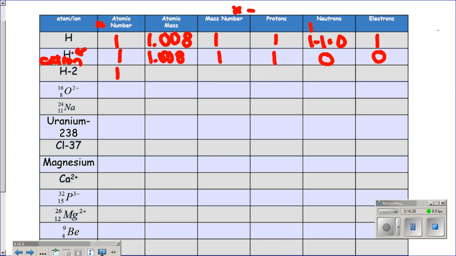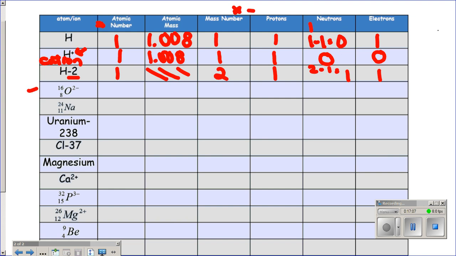This third hydrogen is an isotope of hydrogen. The atomic mass is different. So instead of having a mass of 1, because the mass is given right here, we're not going to use our periodic table mass. We just know that the mass number is 2. The number of protons is 1. Neutrons, 2 minus 1 gives us 1. And because this is not a superscript with a charge, then we know that this is a neutral atom, and protons must equal electrons, so that is 1.